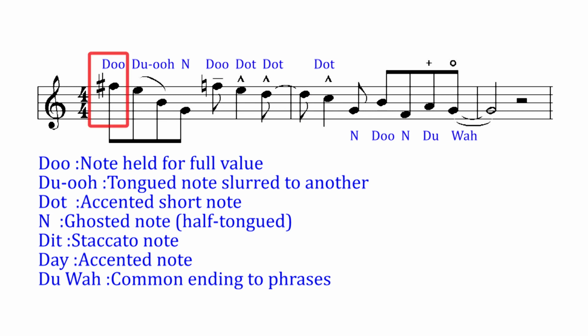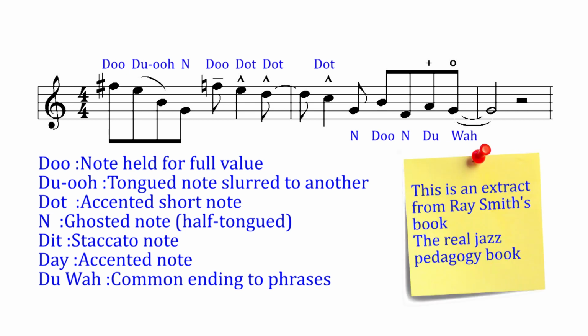A single eighth note would be do, and when slurring to another note, you would vocalize do. An accented note would be day. This may take some time to get used to, but if you can sing the notes, it may help. This phrase is an extract from Ray Smith's book, The Real Jazz Pedagogy Book, and here he is vocalizing this phrase. Do do do dot dot dot do do.